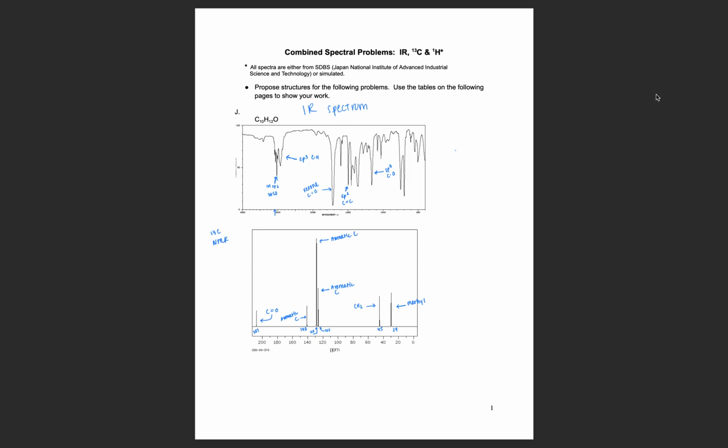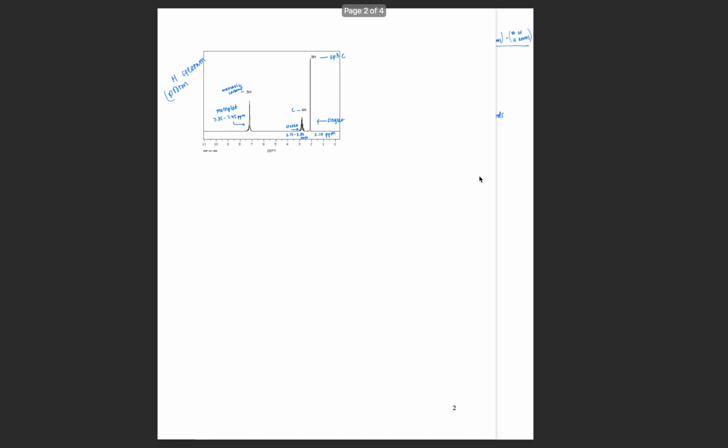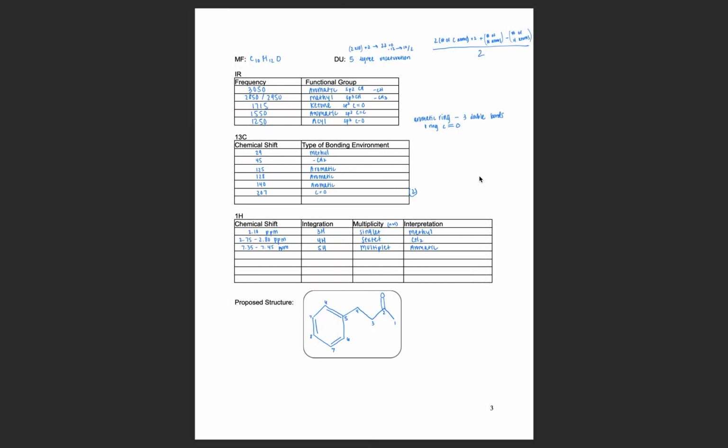So in this video I will be going over combined spectral problems. And we'll start off with the IR spectrum. This is our molecular formula that is given, and we'll be going through a few pages. So in the top left you see our formula, and on our right side we see our degree of unsaturation along with our formula.